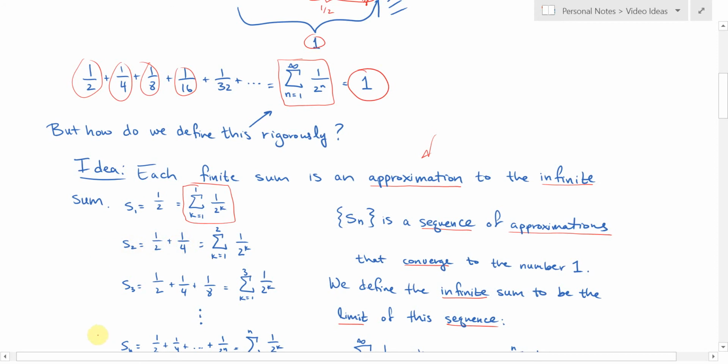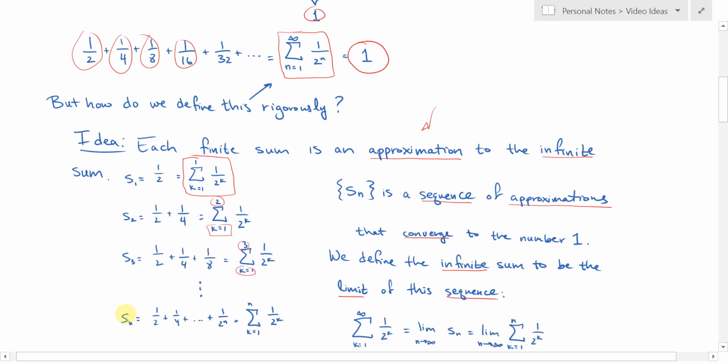So in general, Sn is going to be the sum of the first n terms of this infinite series. And so S2 can be written as the sum from k equals 1 to 2 of the same thing, 1/2 to the k. S3 would be the sum from k equals 1 to 3 of 1/2 to the k, the first 3 terms. And in general, we would have Sn equal to the sum of the first n terms, which is the sum as k runs from 1 to n of 1/2 to the k. This sequence S sub n is a sequence of approximations that converge to the number 1. You have a sequence of points. If they get closer and closer and closer to something, then we say that they converge to that number.